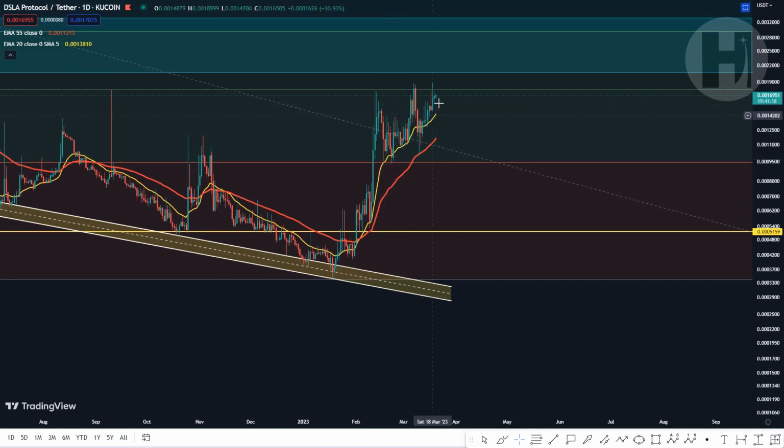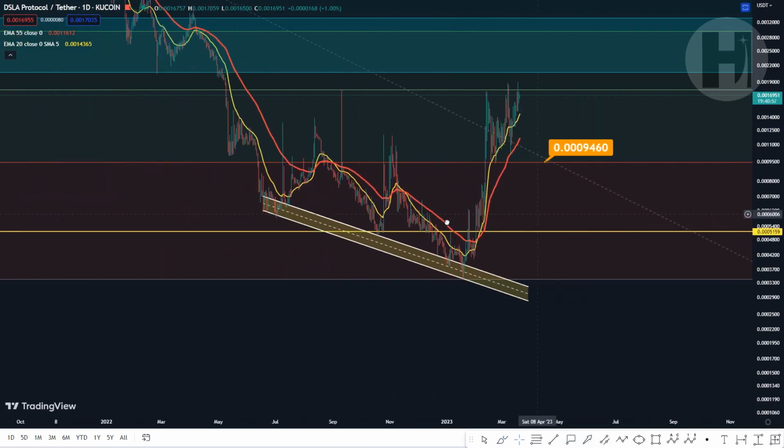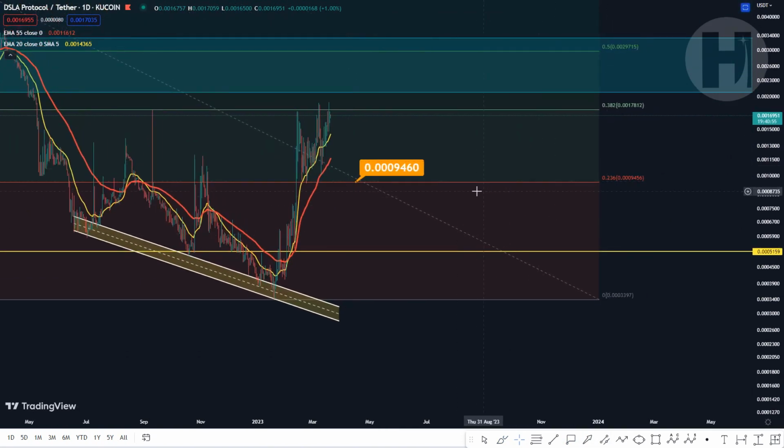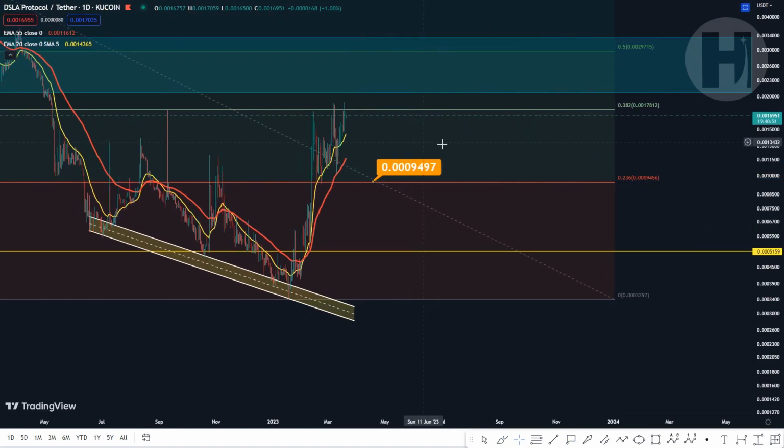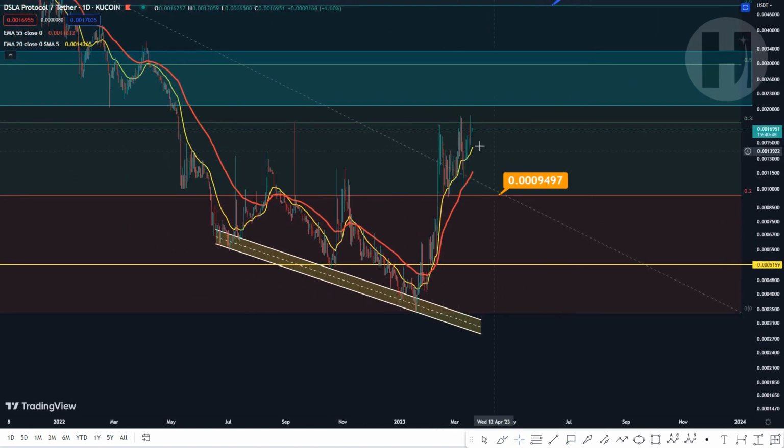Right now, it does seem like we are getting very overextended. The gap is getting pretty large, and we've only been in this sort of uptrend here for the past month or so, and we do need to see some sort of a healthy pullback. So the immediate support down below would be the 0.236 Fibonacci retracement, which is at 0.0009456.